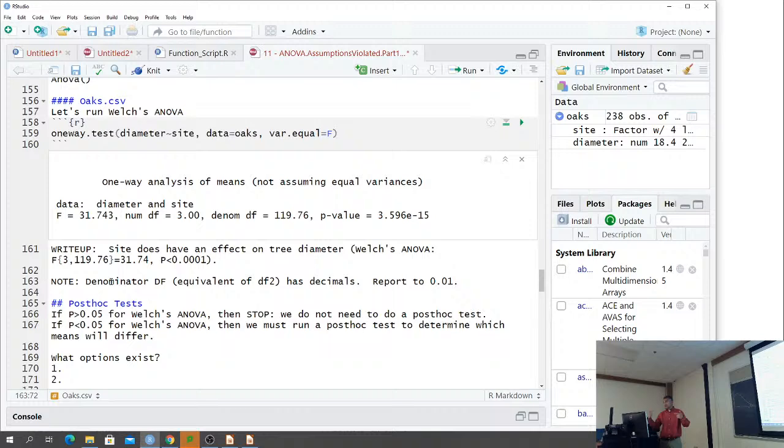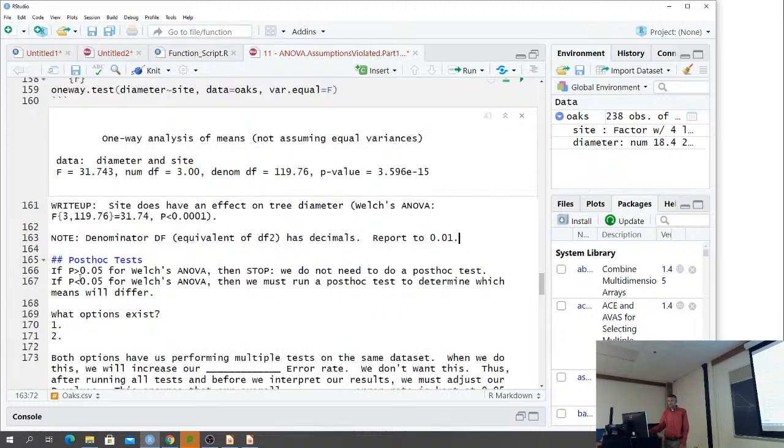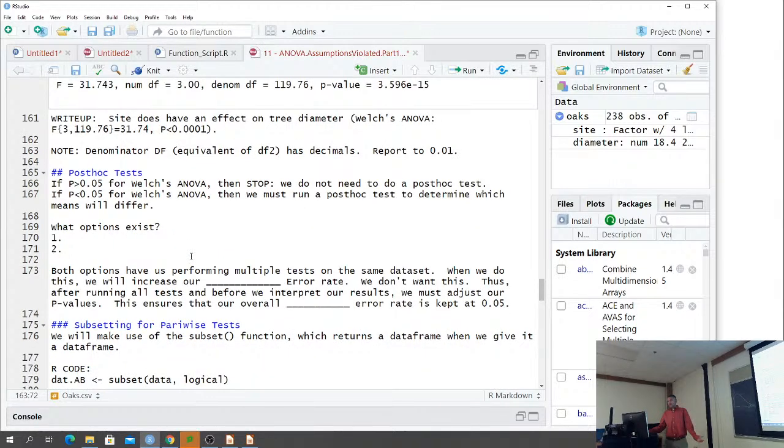We're not done, because our process said if we have a p-value less than 0.05, we have to continue to do a post-hoc test. All right, so post-hoc tests. If our p is greater than 0.05 for Welch's Anova, we stop. No difference in means. Stop there. But if we have less than 0.05, then we have to run a post-hoc test to figure out which means are different. So what options exist?